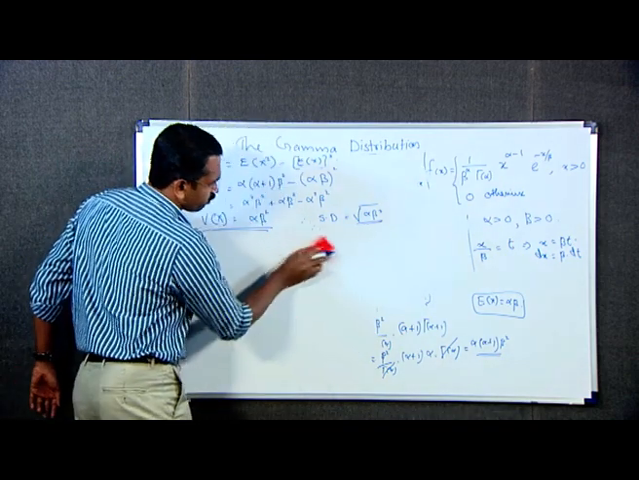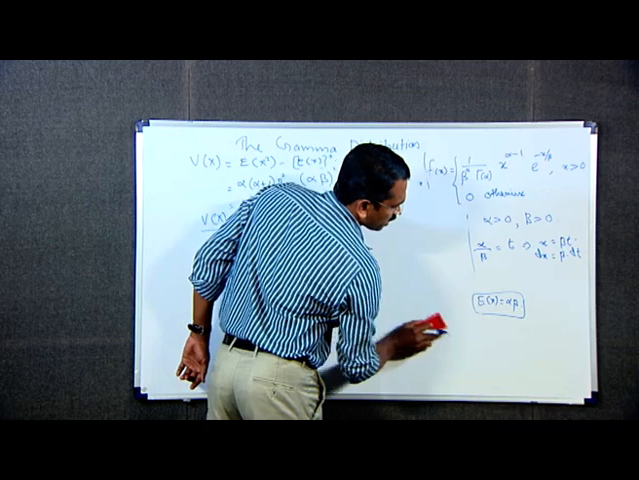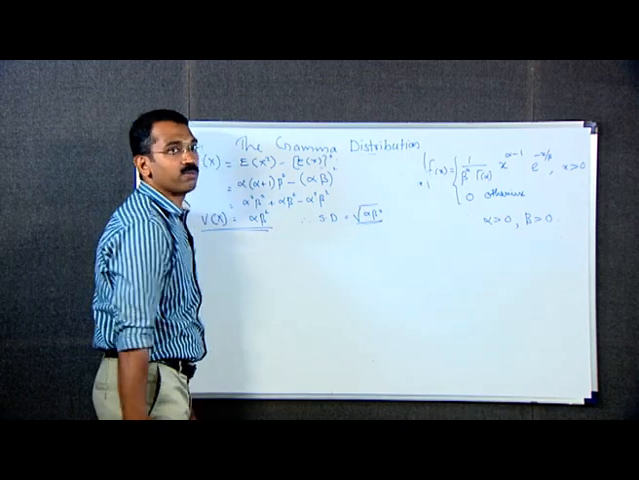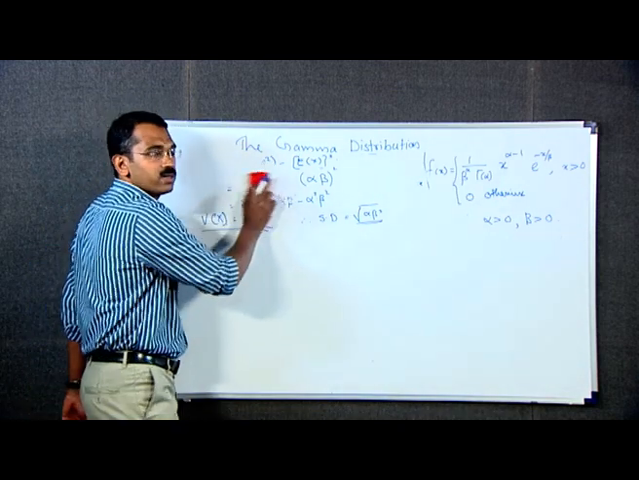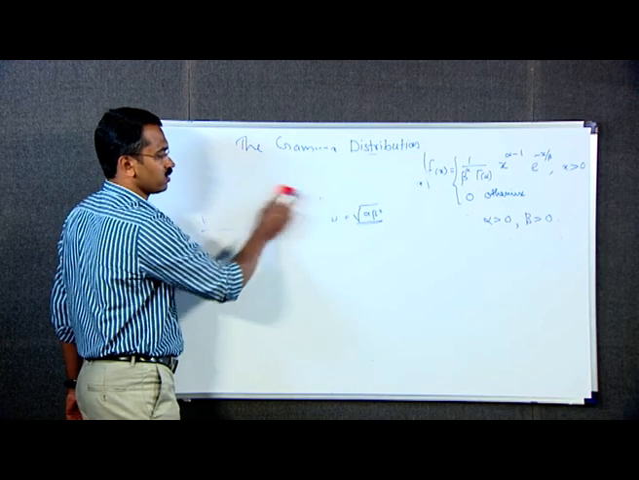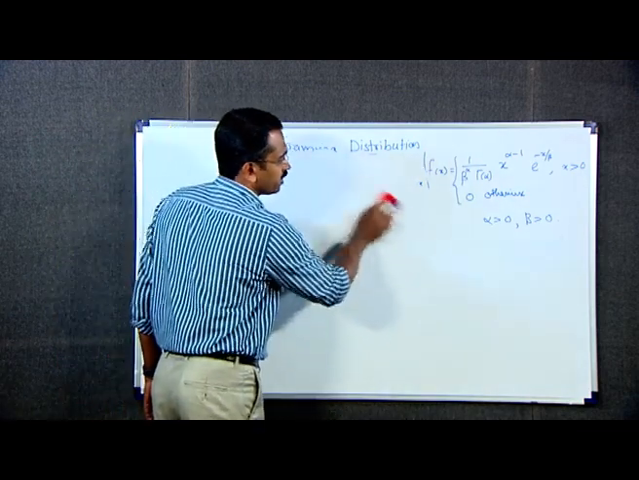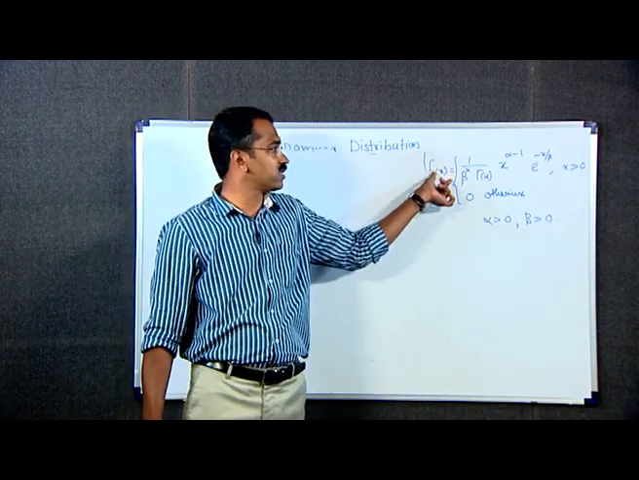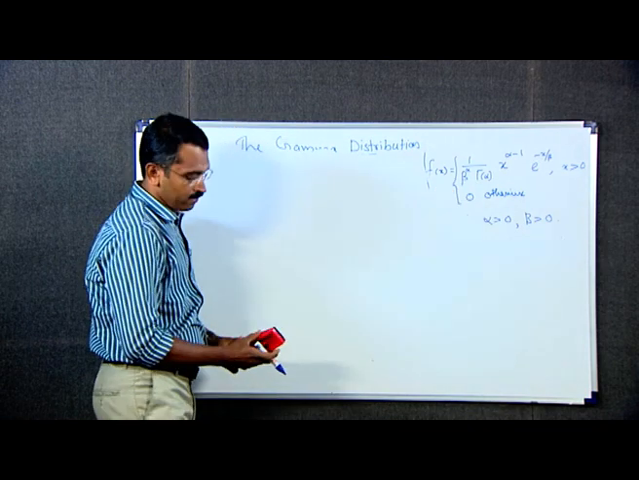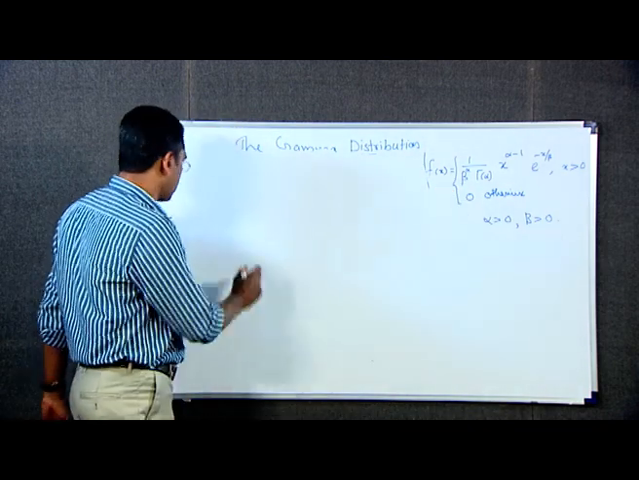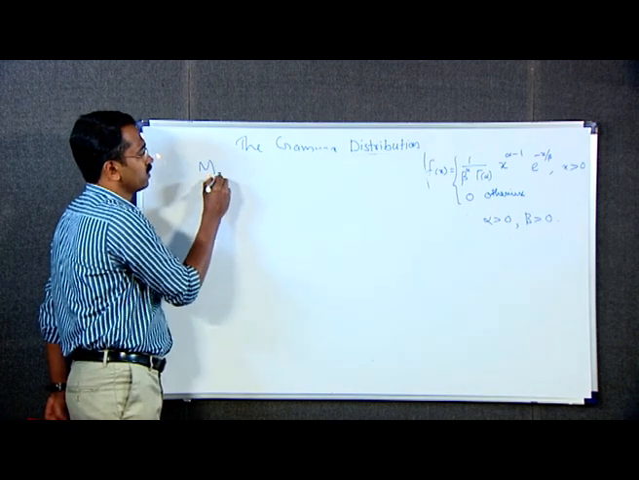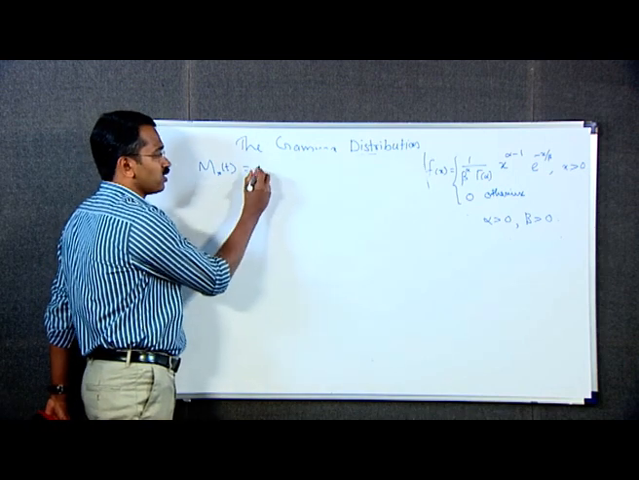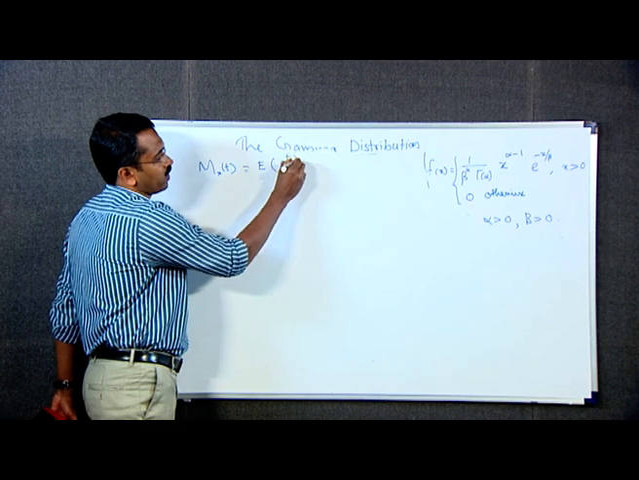Now, we have to find the moment generating function for the gamma distribution. Consider a continuous random variable having gamma distribution with the parameters alpha and beta. Then the corresponding probability density function is this. In terms of expectation, the moment generating function is defined as M_X(t) is equal to expectation of e raised to tx.